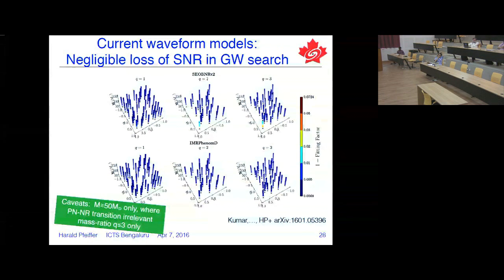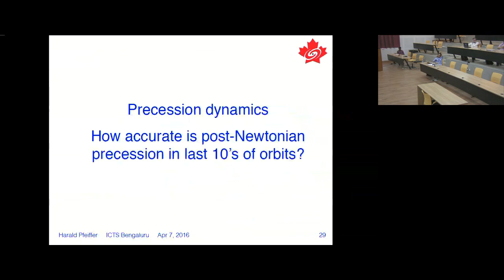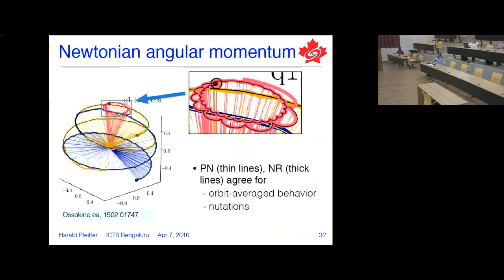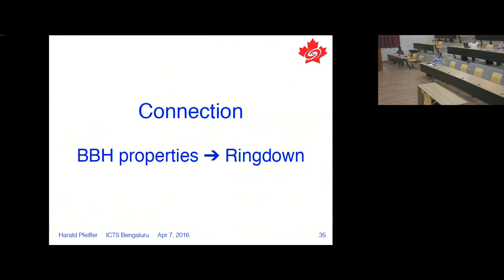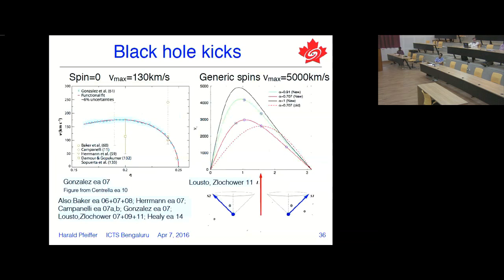Because of lack of time, I will be switching forward quite significantly to slide 35. I'd like to highlight some pieces of work not done by the SXS collaboration, but by others. One very important aspect are the connections between the individual binary black holes, M1, M2, and spins, to ringdown properties like masses and spins and black hole kicks. Slide 36 shows black hole kicks. Those were developed early on when numerical relativity simulations first worked.